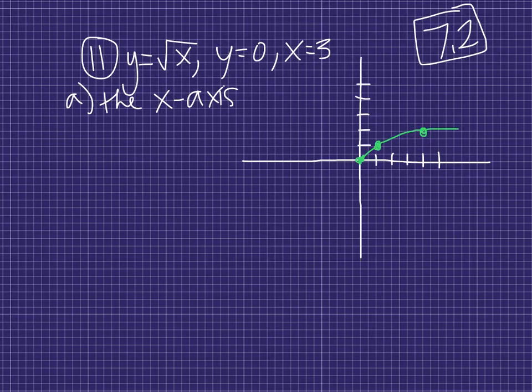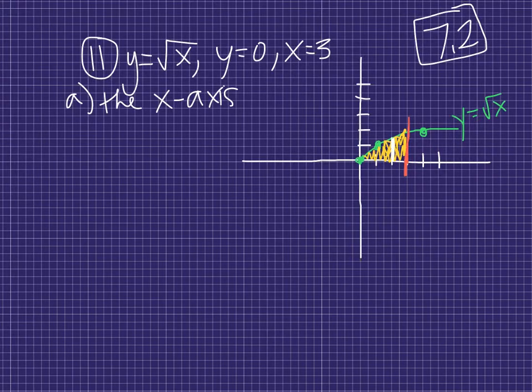So there's my function. But it has to be bounded by y equals the square root of x, and also bounded by x equals 3, so that line right there. And the area that we're talking about is this one. So we're going to be taking this area and revolving it around the x-axis. Let's figure out what the radius is.